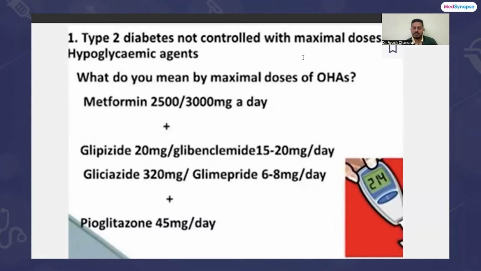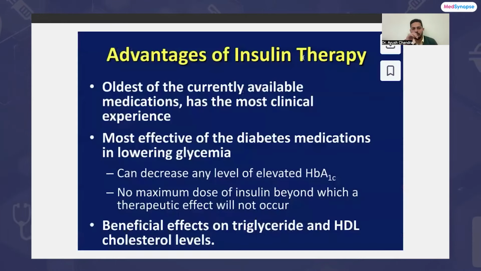And now we will be discussing what kind or what type of insulin we should be starting. Second is the timing of the insulin, what time the insulin should be taken. And very important is the titration: on what titration scale the insulin should be increased or decreased in patients. So let's discuss the advantages of insulin therapy.